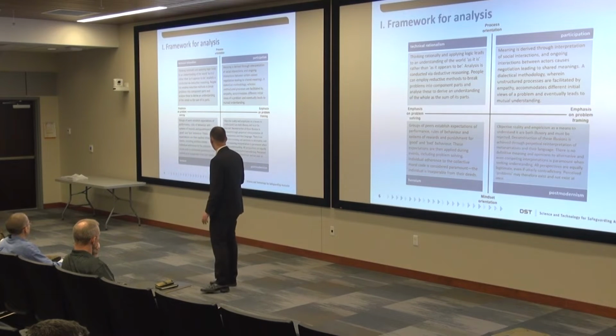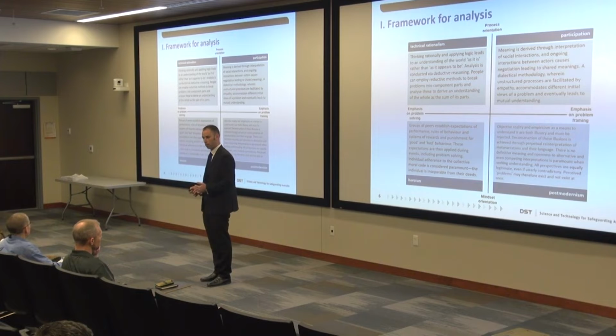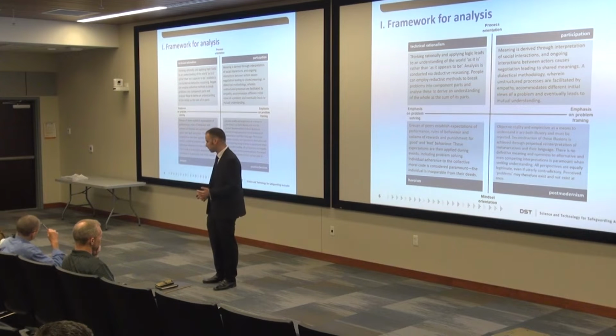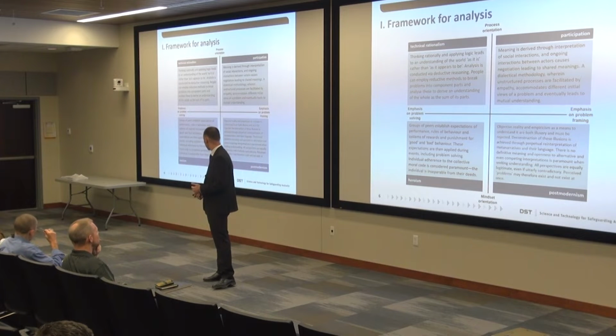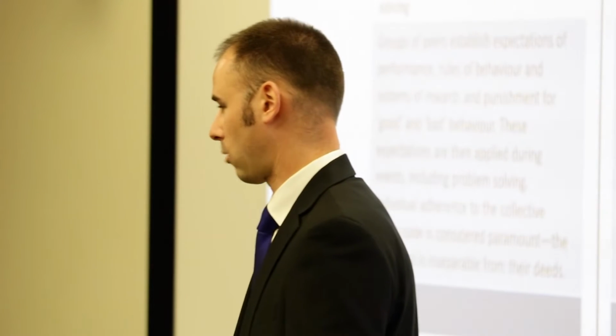And the final one down here, as an example, is heroism, which is where groups of peers establish expectations of performance, rules of behaviour, and what is good and bad behaviour and how they ought to behave. And then when they confront a situation, the expectations of that behaviour are applied. And that includes when they're trying to solve problems. So ultimately, the individual's adherence to the collective moral code is what's emphasised, and the individual is inseparable from their deeds. So what you do and how you act, whether or not it's in accordance with that moral code, and therefore good and bad, is what counts.